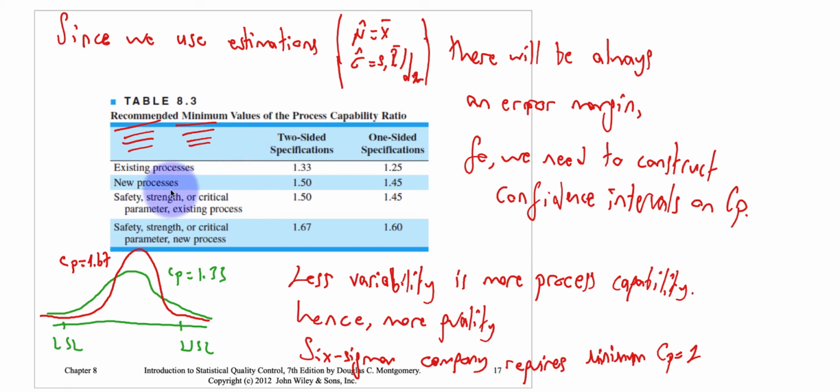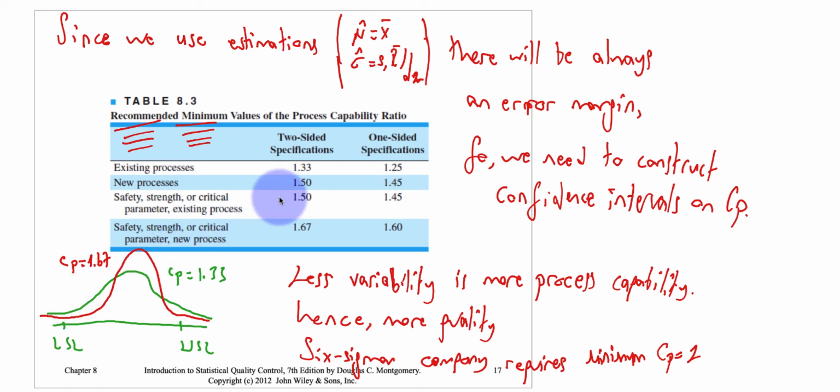All right, and for new processes, we need to use higher process quality ratios in both cases, two-sided and one-sided. And for safety issues, we also need to use higher process quality ratios. In Six Sigma companies, the minimum requirement for the process quality ratio is 2, okay? And this is higher than the other applications.